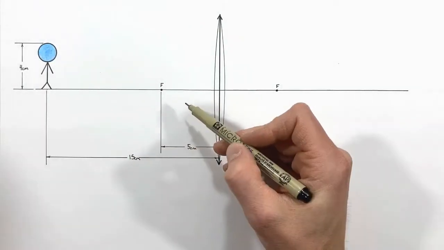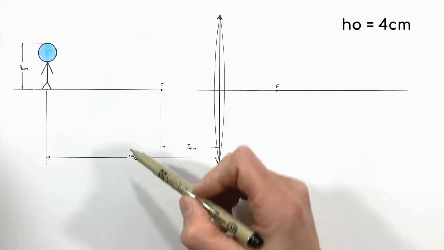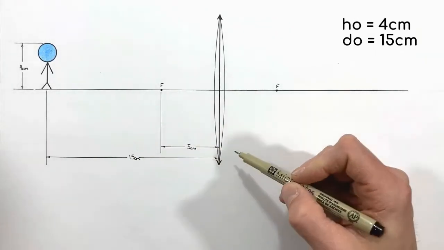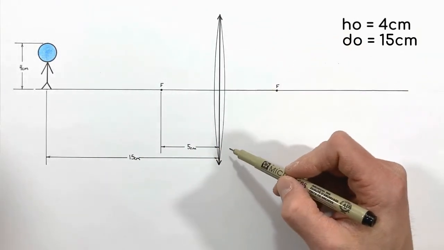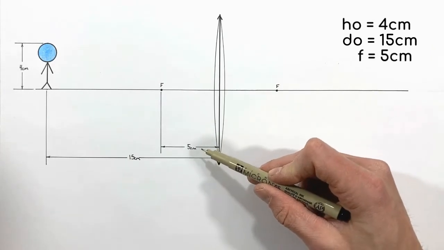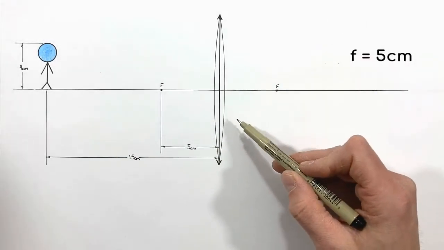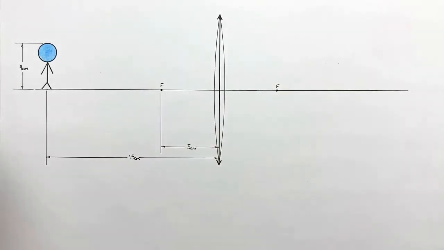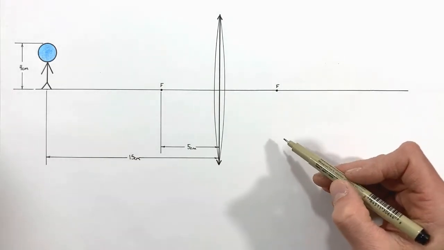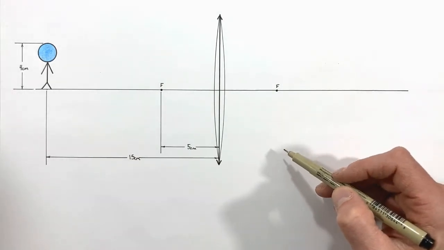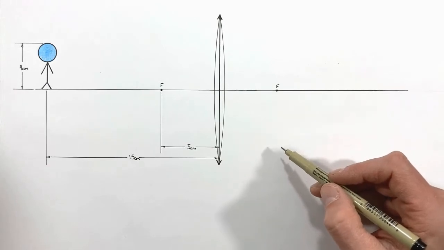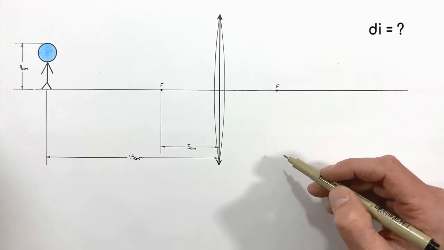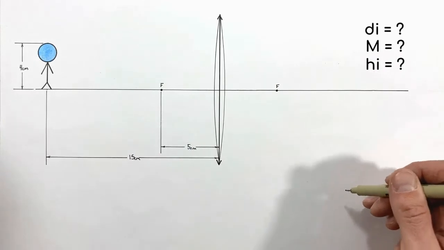So today we're going to take a look at a 4 centimeter tall object, which has been placed 15 centimeters in front of a convex lens, which has a focal length of 5 centimeters. And today we're going to draw a ray tracing diagram in order to determine the location of the image, which is formed by this lens. We're also going to go through and use the lens equation as well as the magnification equation in order to calculate where we should see the image as well as its magnification and the image height.